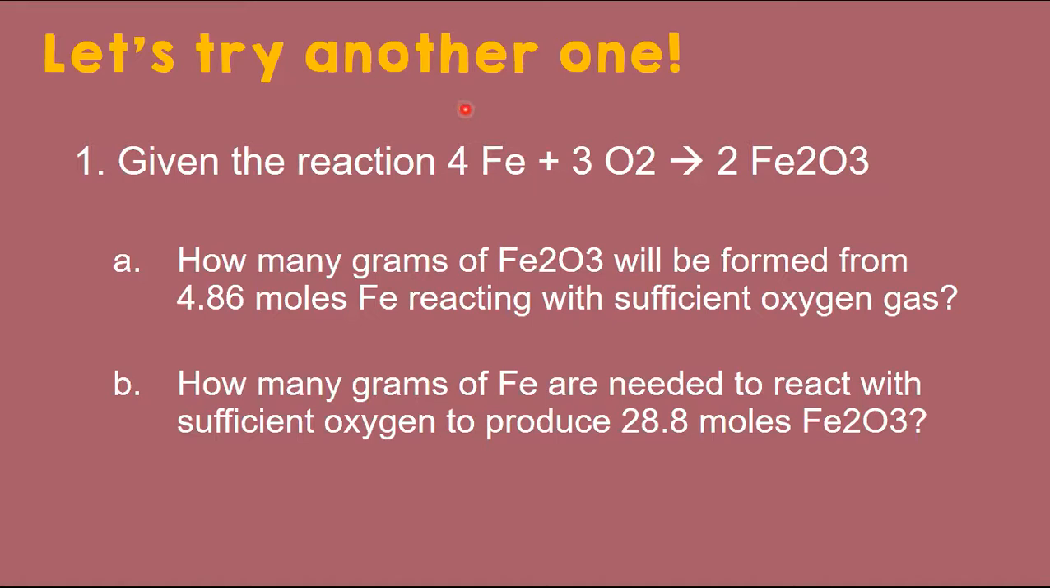So 4.86 times 2 divided by 4 naa kay 2.43 mole of Fe2O3. Tapos, kung naa kay 2.43 mole of Fe2O3, ang gipangutana man diri kay grams man, so atong i-convert.